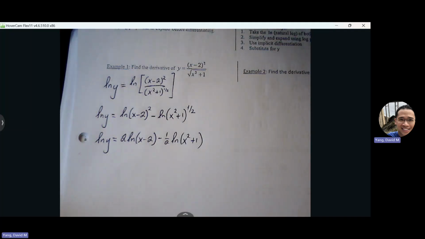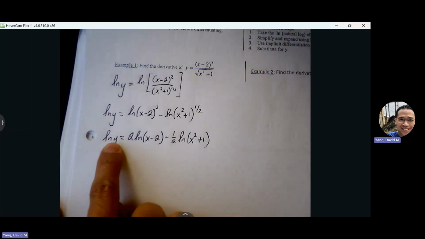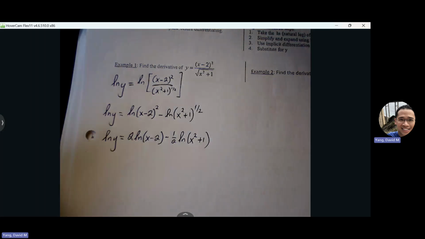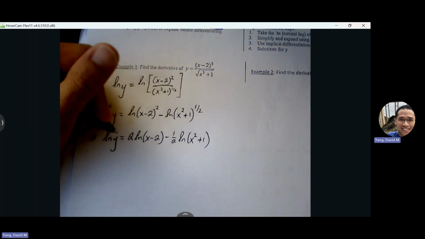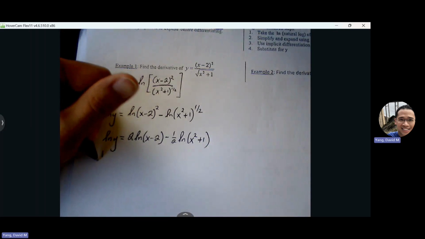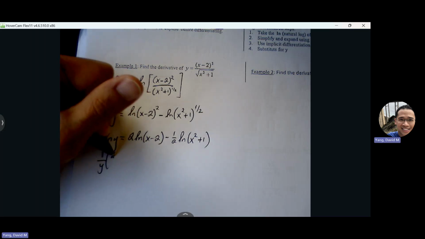So within each term, we're just going to find the derivative. Remember, the natural log of u's derivative is u prime over u. So the derivative of y is 1 over y dy dx.